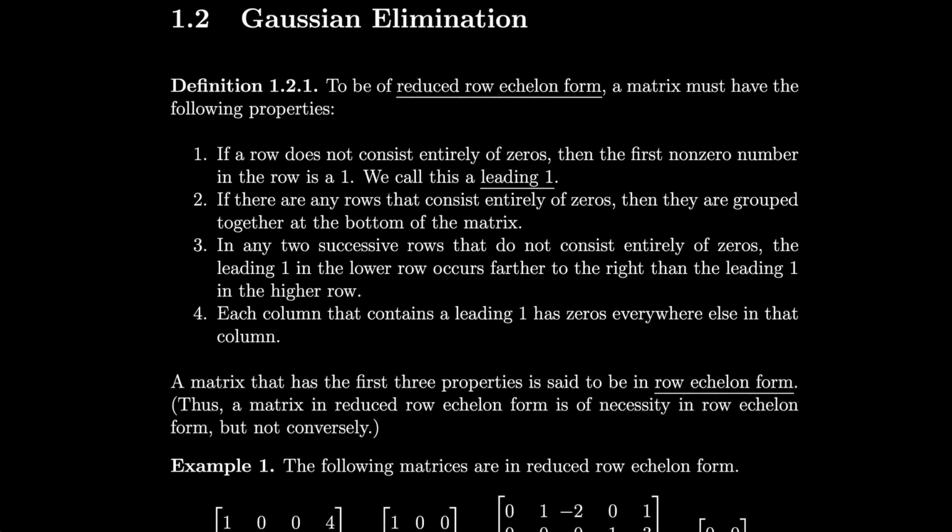the matrix. 3. In any two successive rows that do not consist entirely of zeros, the leading 1 in the lower row occurs farther to the right than the leading 1 in the higher row. 4. Each column that contains a leading 1 has zeros everywhere else in that column. A matrix that has the first three properties is said to be in row echelon form. Thus, a matrix in reduced row echelon form is of necessity in row echelon form, but not conversely, so it doesn't necessarily work the other way around.